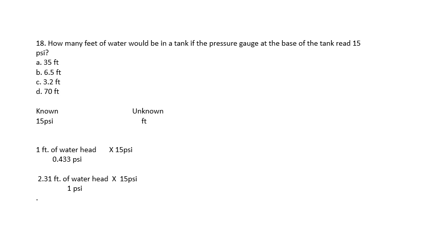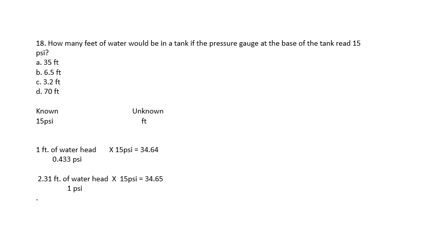So you're going to divide by the 0.433 psi, or the 2.31 feet per psi. You're going to multiply 2.31 feet times 15 psi. Psi will cancel out. You're left with 34.64 when you divide by the 0.433, or 34.65 when you multiply by the 2.31. Again, they're not exact, but they're pretty close. They're both going to round to 35 feet.